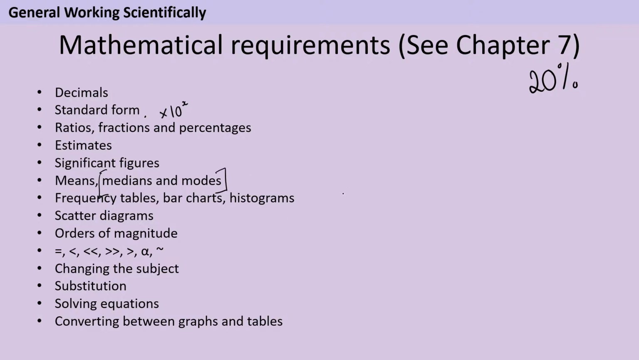Frequency tables, bar charts, you know, if you're drawing bar charts, make sure you're leaving spaces between the bars, make sure you're using your ruler, which I'm currently not. Histograms, scatter diagrams, orders of magnitude. These symbols here, if you haven't seen them already, I'm sure you know less than, but if you've got a double less than, it just means a lot smaller than. The fish alpha thing is directly proportional, and the little wiggly line is a tilde, and that means approximately.